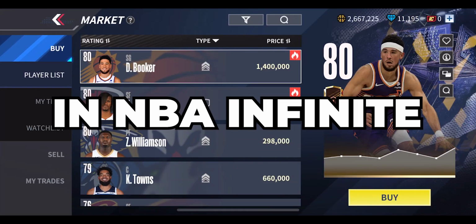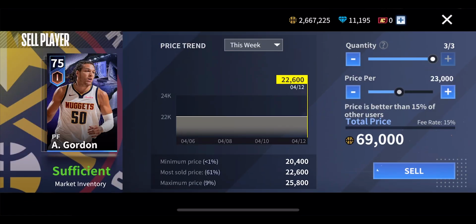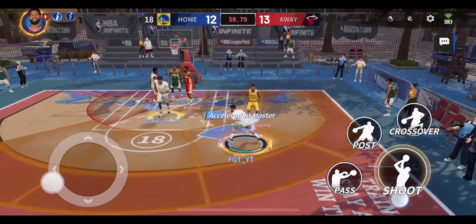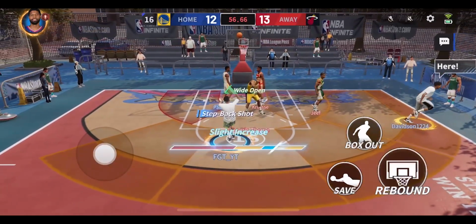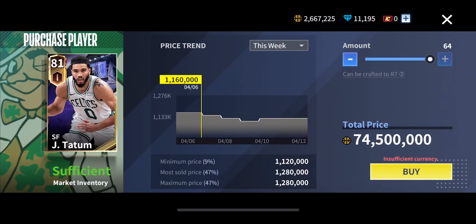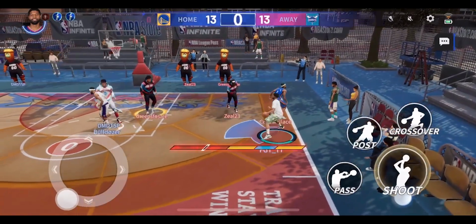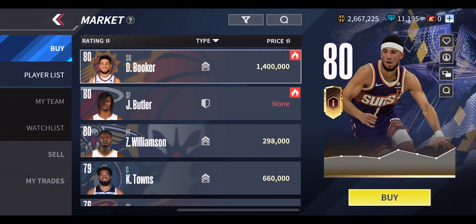The market in NBA Infinite can be fairly confusing with all its pre-orders, graphs, different prices to sell your players, and price fluctuations. In this video though, I'm going to try and simplify that as much as possible, as well as giving you guys some tips and tricks in how to sell your players, buy players, and track the player prices over time. So whether you're a complete beginner or you know how the market works, hopefully you'll find some use within this video. So let's start off with the basics.